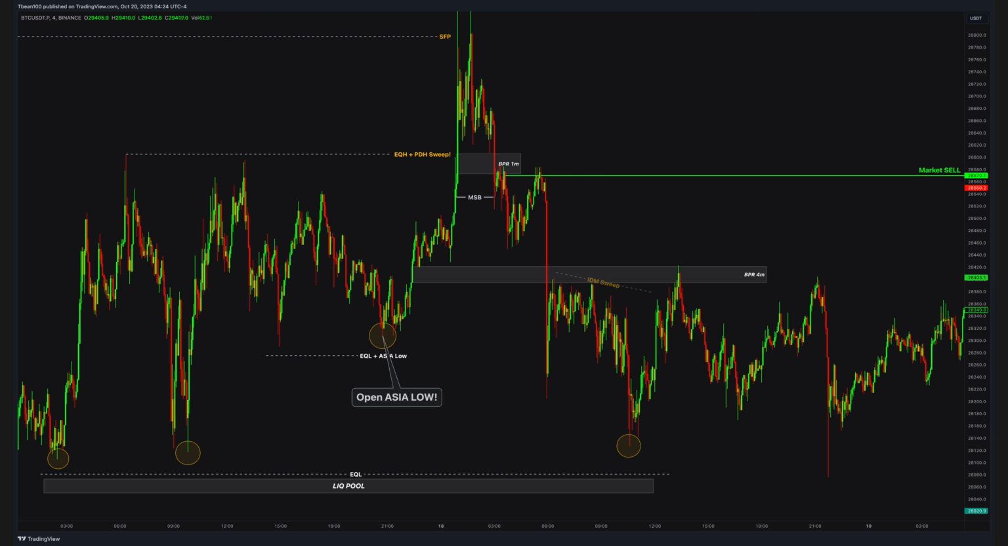can find out. So inside this BPR area, there was also the inducement, the liquidity sweep. So this was actually a liquidity and imbalance combo to trade. This is why I took another market sell here.